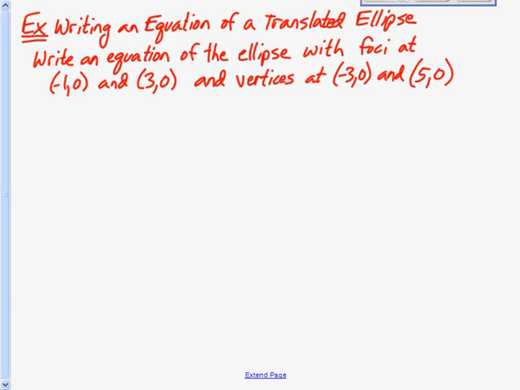All right, how about writing an equation of an ellipse with foci at (-1, 0) and (3, 0). Let's start there. And of course, you've got your vertices there. In fact, you know what? I'm going to start with my vertices first. Start with those vertices. Try and make this thing visual is what I prefer anyway.